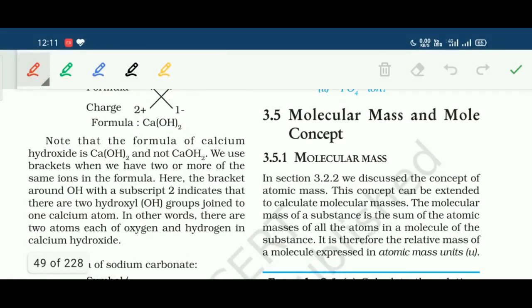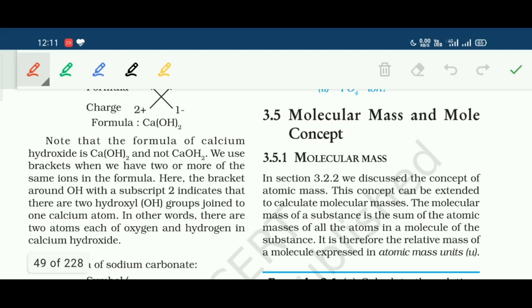Now students, after studying about atomic mass, we will be going to study about molecular mass and formula unit mass on page number 39. Students, first of all, molecular mass.